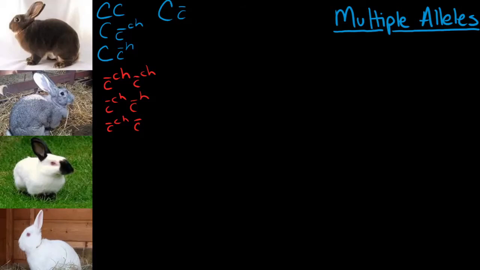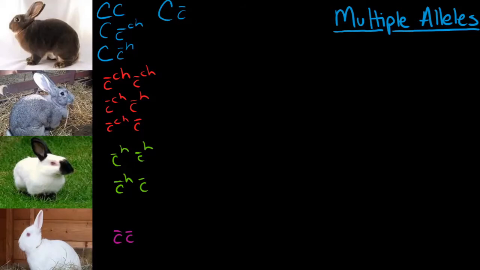All right. What about Himalayan? Well, Himalayan would follow a very similar pattern to what is happening here. It'd have to have a Himalayan allele. So it could have 2 Himalayan alleles, or it could have a Himalayan allele and an albino allele. Now, albino, the only way to get albino is to have 2 albino alleles. And so we see this hierarchy here with these multiple alleles.